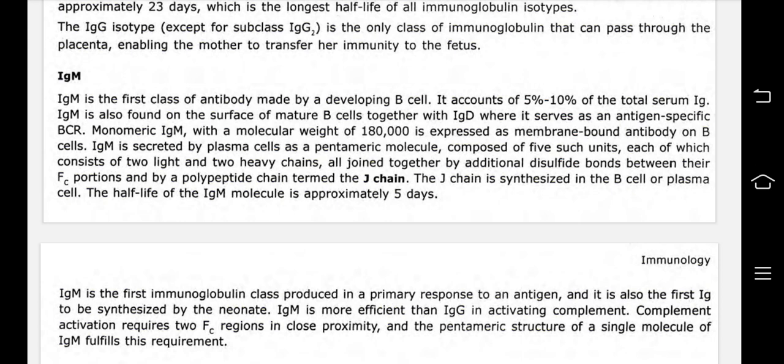IgM is also found on the surface of mature B cells together with IgD, where it serves as an antigen-specific BCR. So monomeric IgM with a molecular weight of 180,000 is expressed as membrane-bound antibody on B cells. IgM is secreted by plasma cells as a pentameric molecule composed of 5 such units, each of which consists of 2 light and 2 heavy chains, all joined together by additional disulfide bonds between their Fc portions and by a polypeptide chain termed the J chain. The J chain is synthesized in the B cell or plasma cell. The half-life of the IgM molecule is approximately 5 days.